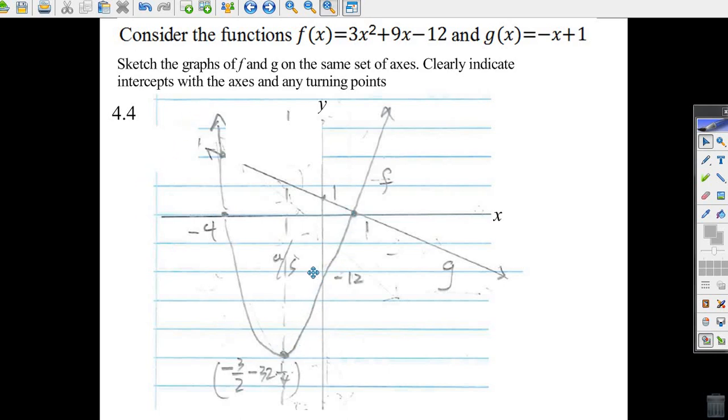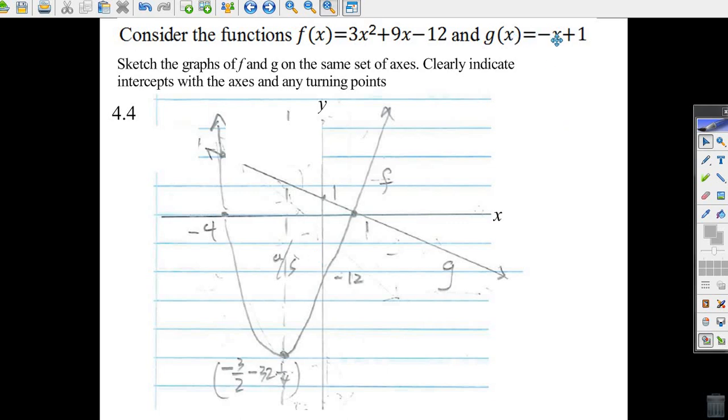There's my parabola done. I write in the axis of symmetry here at x equals minus 3/2. And way down here, it's negative 32 1/4. Well, there is the turning point labeled, the y-intercept, the x-intercept. There's the parabola done. Now, what about the line?